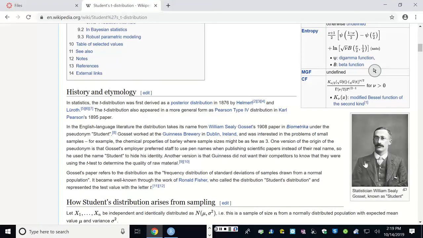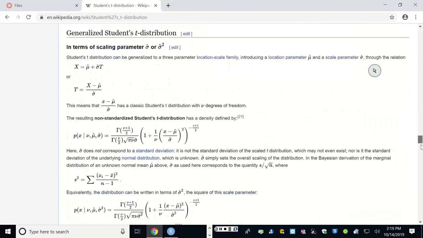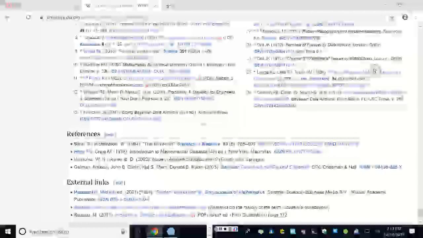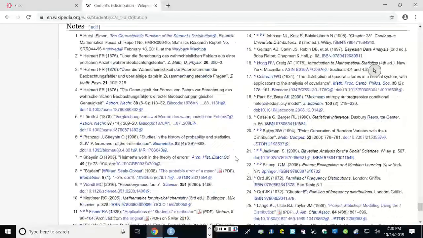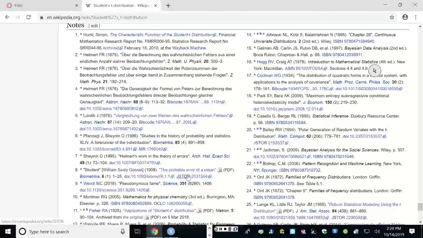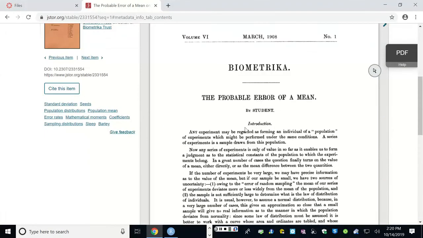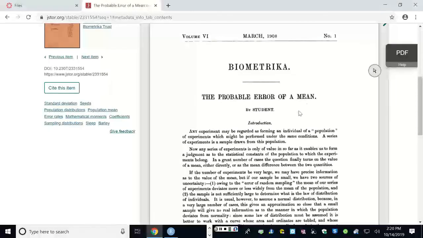He worked for the Guinness Brewing Company and dealt with small samples. He was aware of work that Fisher and others had done on confidence intervals, and so he published a paper in Biometrika that proposed this adjustment. That paper is referenced in here somewhere. Student, William Gosset. So JSTOR is there: Biometrika, The Probable Error of a Mean.